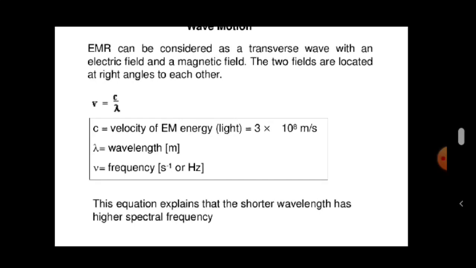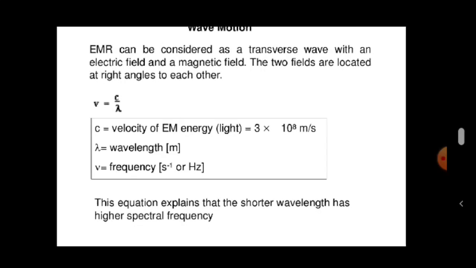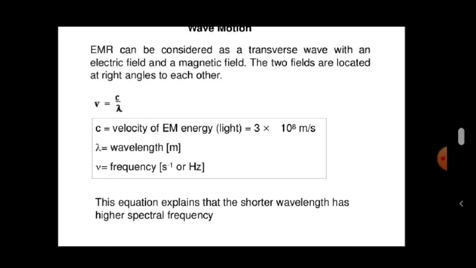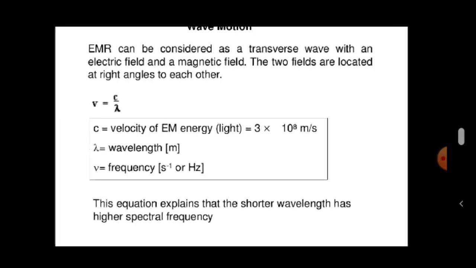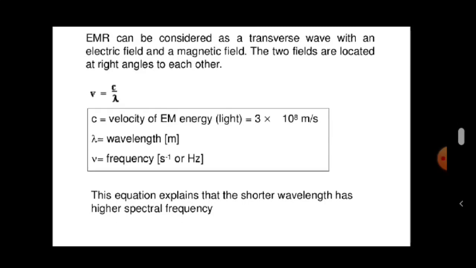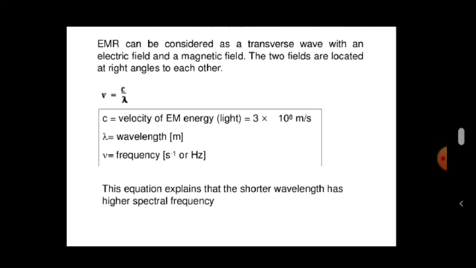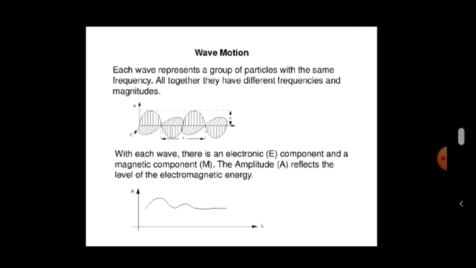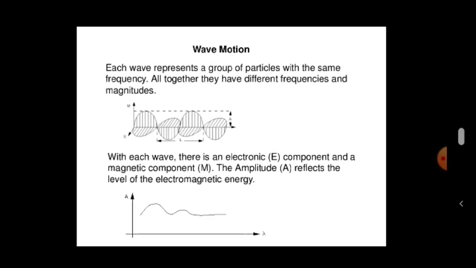This is a basic equation: c = λν, where ν is frequency, λ is wavelength, and c is the velocity of electromagnetic energy. This proves the equation, as you see: when lambda comes to a small value, frequency comes to a maximum, so it means shorter wavelengths have higher spectral frequency. Here we show the wave motion.